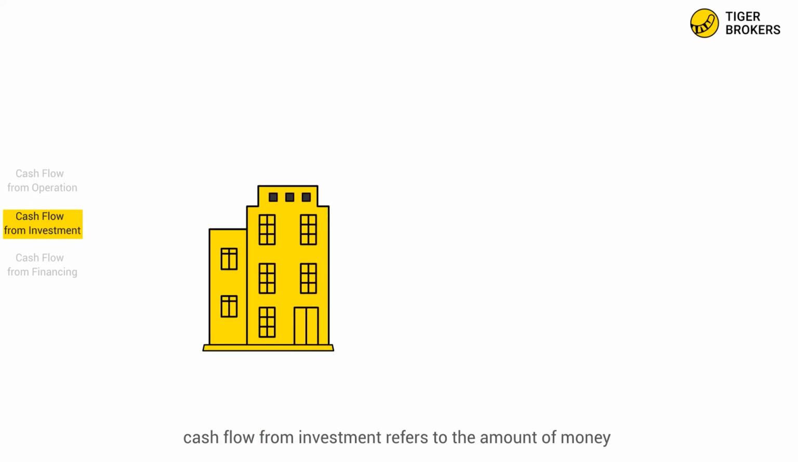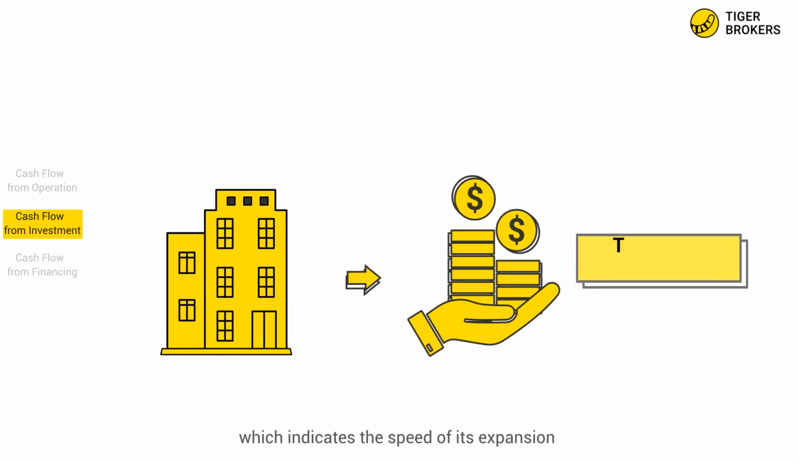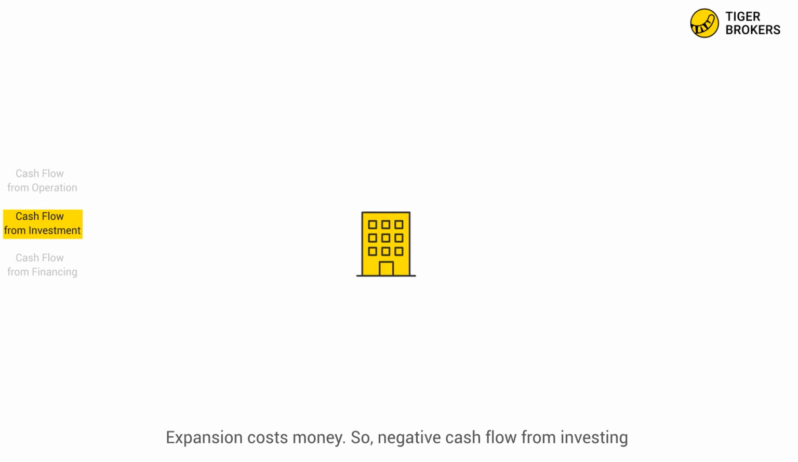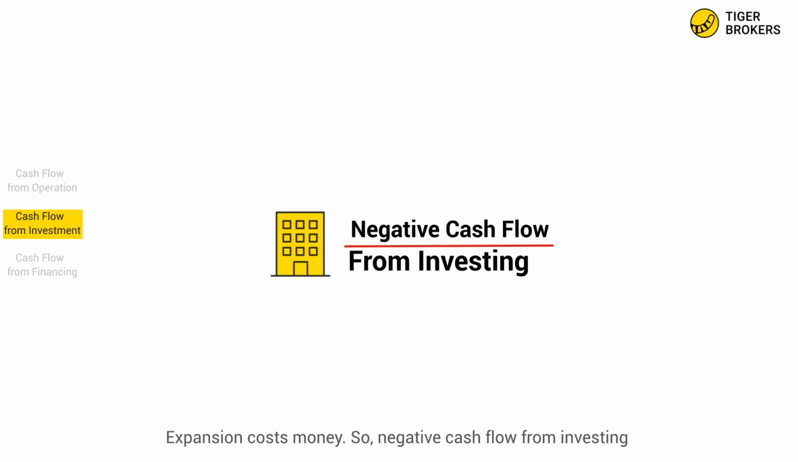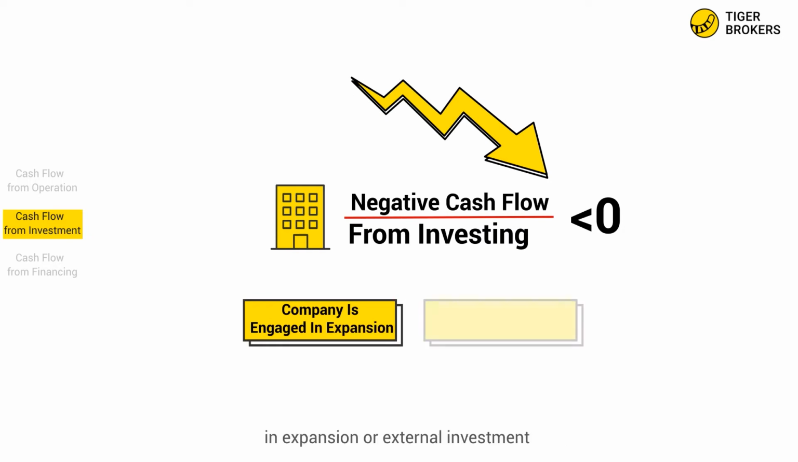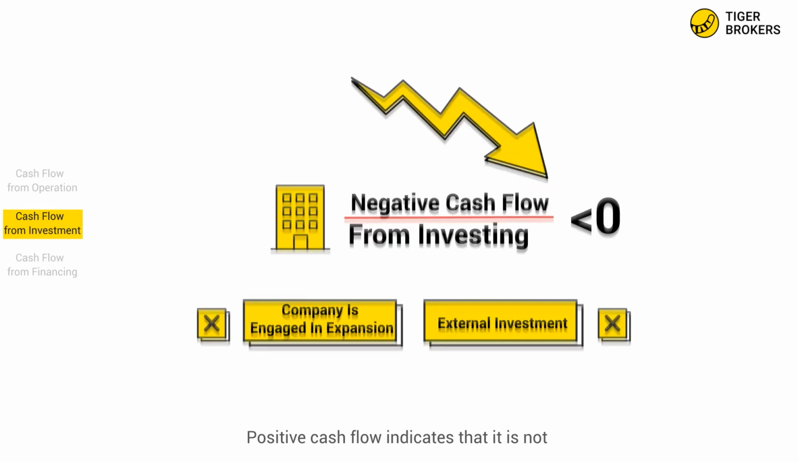Second, cash flow from investment. Cash flow from investment refers to the amount of money a company spends on external investment, which indicates the speed of expansion. Expansion costs money, so negative cash flow from investing activities indicates that a company is engaged in expansion or external investment. Positive cash flow indicates that it is not.